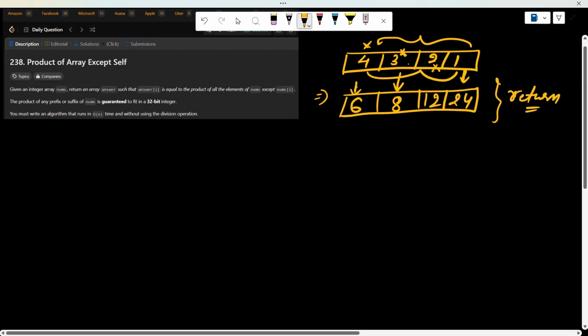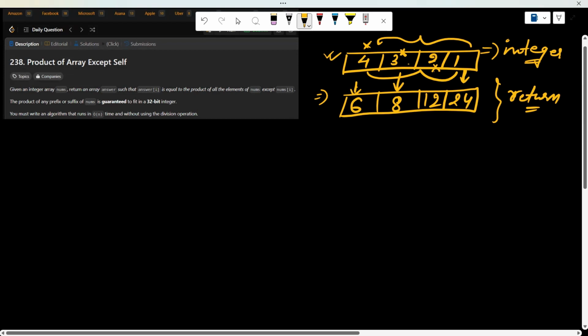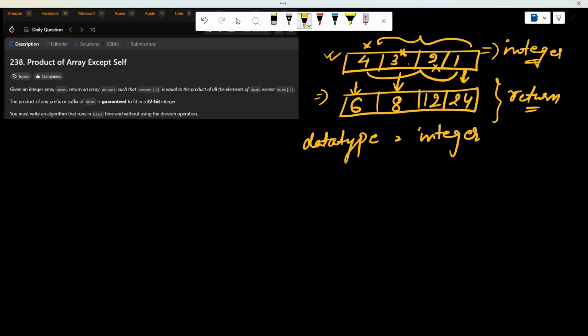Also, they have mentioned that if we multiply all the numbers in the given array, it will easily fit in the integer variable. It will not exceed that. So we don't need to worry about the data type we need to store these values. It can easily fit in the integer data type, as mentioned in the question.